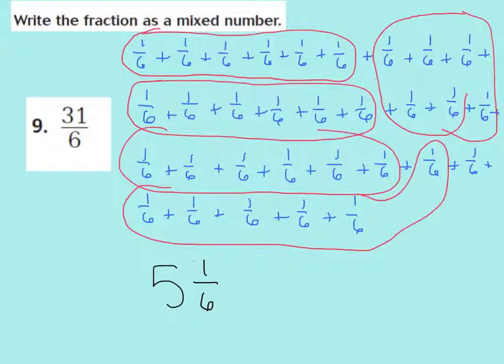Now, another way you can do it, if you don't want to draw out 31/6 and count up all of your groups of wholes, you can just take 31/6 and divide 31 divided by 6. So how many groups will fit into 31? 5 groups will fit into 31 and 1 will be left over. So it'll be 5 wholes and 1/6. And this shows 1, 2, 3, 4, 5 wholes and 1/6 left over.